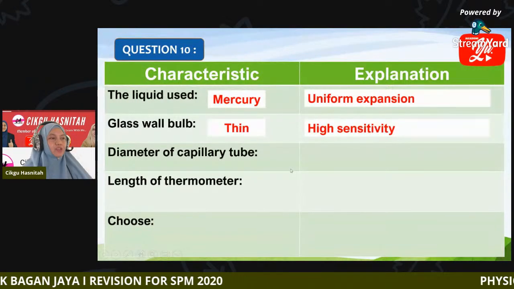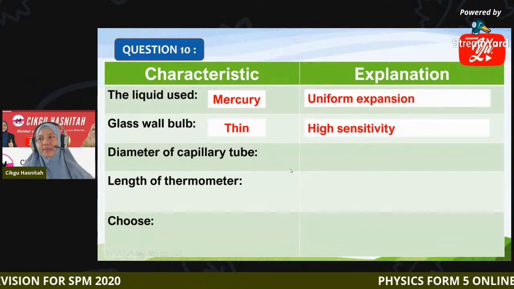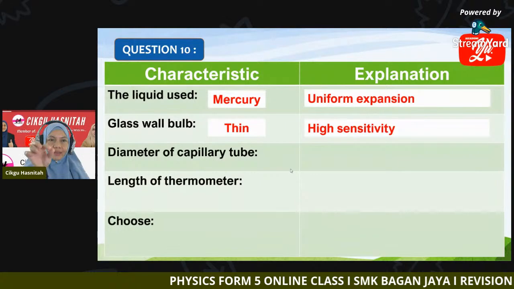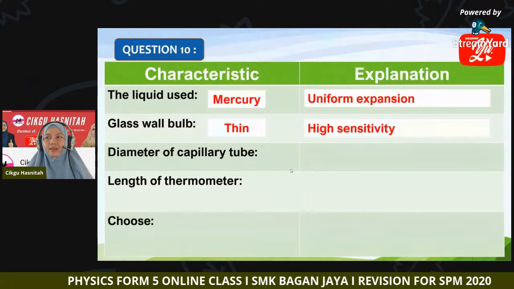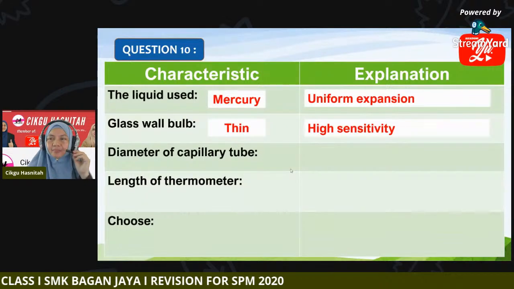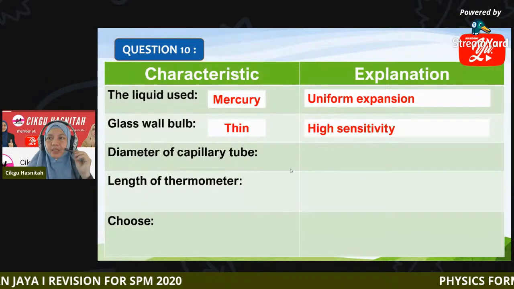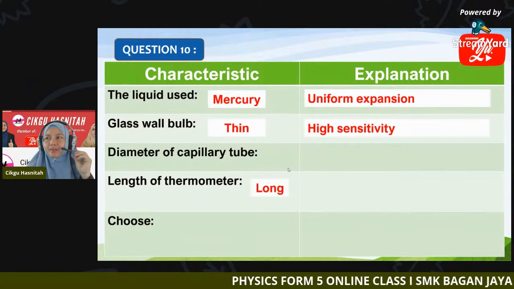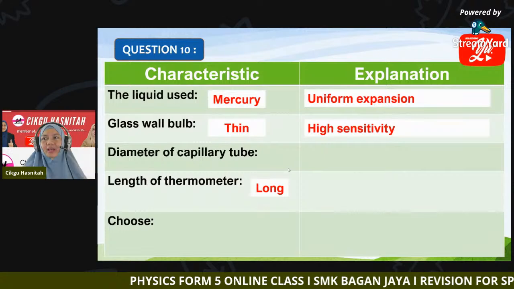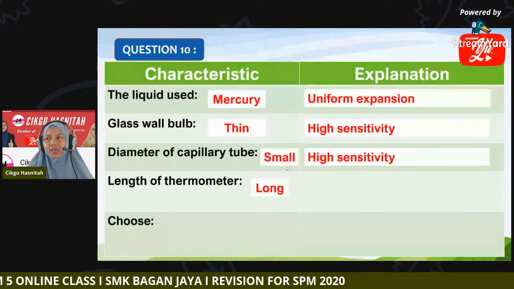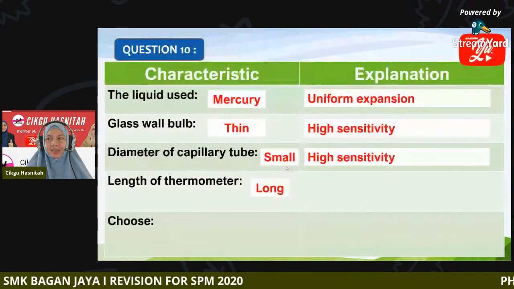Does it need to be big or small? The diameter of the capillary tube is at the center. So which one, big or small? We choose a small capillary tube, again to give a high sensitivity of the thermometer.